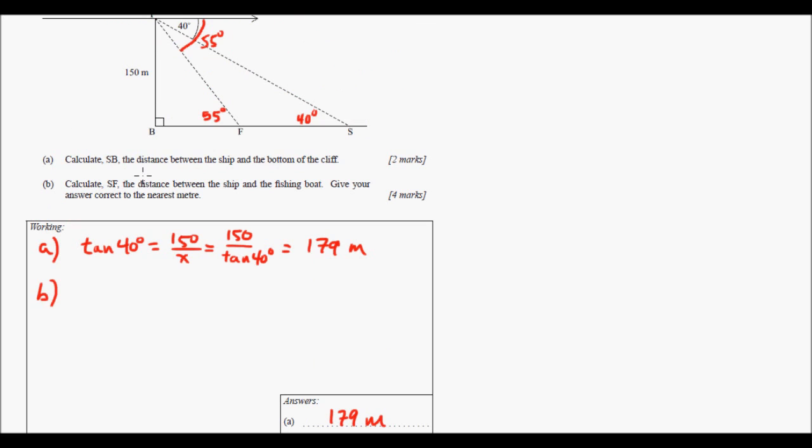It says calculate SF, the distance between the ship and the fishing boat. Give your answer correct to the nearest meter. Okay, so here they go. Now they're saying correct to the nearest meter, so that's huge. That's a rounding right there. Okay, so what we need to do there is first, this is a strategy.